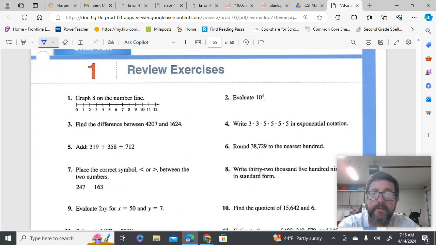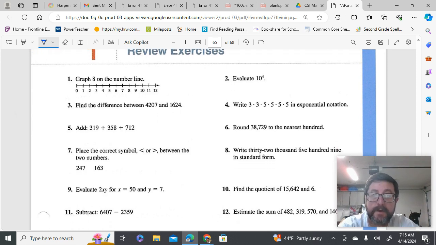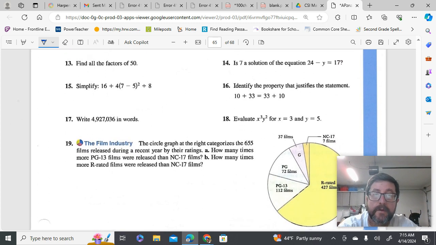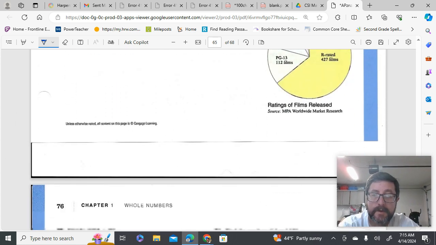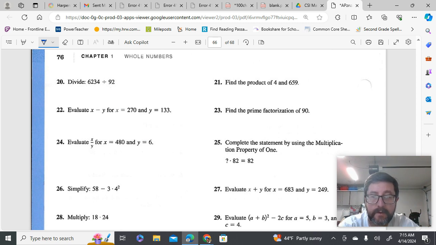Okay, now, Chapter 1, review exercises. We got a bunch. Number 1 says graph 8 on the number line. Find 8 and put a dot above it. That's what it wants for graphing. Okay, so pause it and do all this. Okay, pause it and do all of this. This is all review. This is what we've studied this entire chapter. Pause it and do all of this. This is what we've been doing.